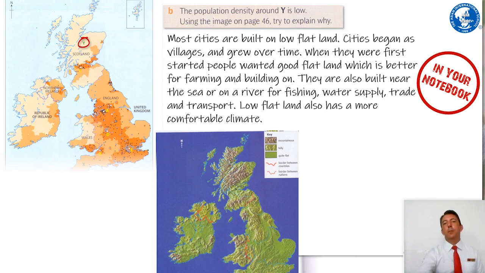Also, most cities are built on low flat land. The cities we live in today began as villages in the past, and they grew over time. When they were first started, people wanted good flat land, which is better for farming and building on. They also built near the sea or on a river for fishing, water supply, trade and transport. So low flat land also has a more comfortable climate for people to live in.